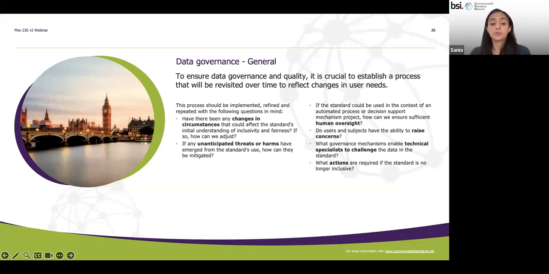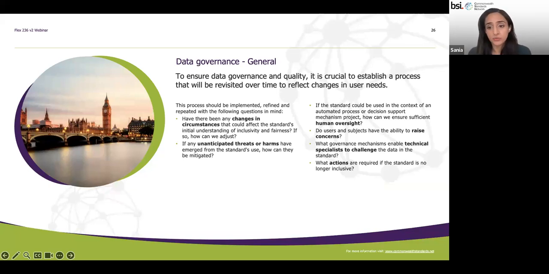This process should be repeated. So these questions should be asked over and over again throughout the standard development process and while it's live. So questions to ask are, have there been any changes in circumstances that could affect the standard's initial understanding of inclusivity and fairness? How can we then adjust the standard accordingly? Are there any unanticipated threats or harms that have emerged since the standard's use, and how can this be mitigated?